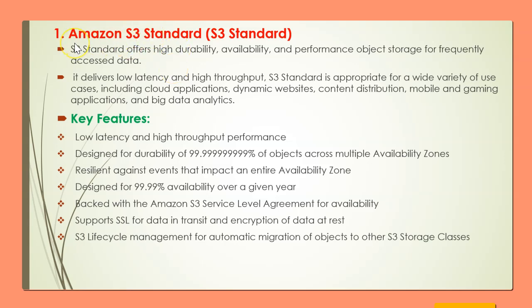So let's start with our first, S3 Standard. This is the first tier, or you can say the class in S3, which is most used. It is basically used for the most general purpose. S3 Standard offers high durability, availability, and performance object storage for frequently accessed data. It delivers low latency and high throughput. S3 Standard is appropriate for a wide variety of use cases, including cloud applications, dynamic websites, content distribution, mobile and gaming applications, and big data analytics as well.